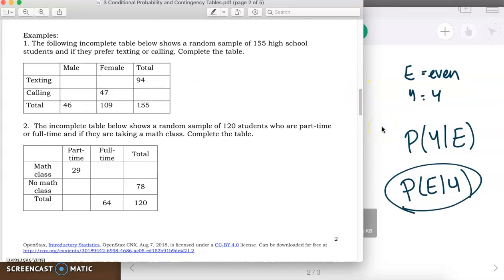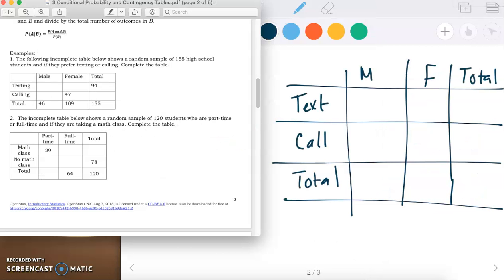All right, here's the table written out so we can go ahead and fill it in. So we're given these numbers. The example says the following incomplete table below shows a random sample of 155 high school students and if they prefer texting or calling. Well, let's be real honest. It's probably all texting. Definitely a little different than when I was in high school.